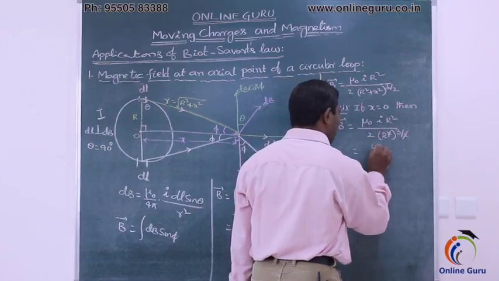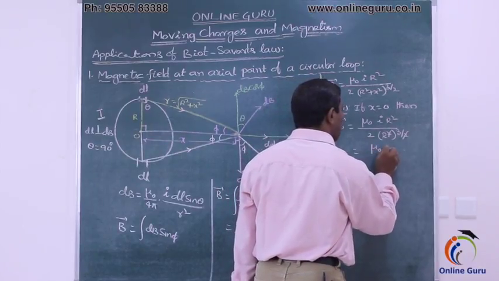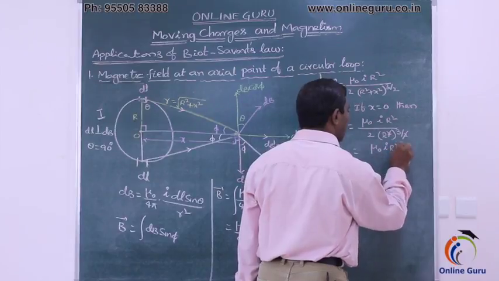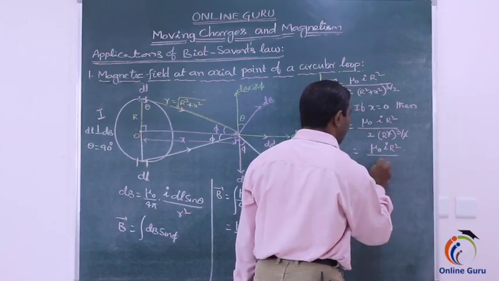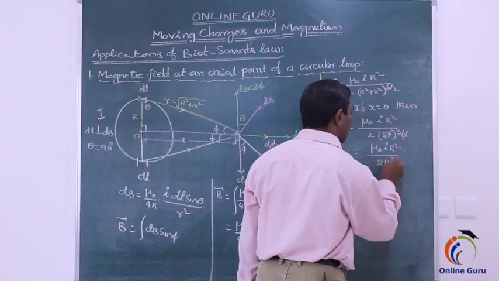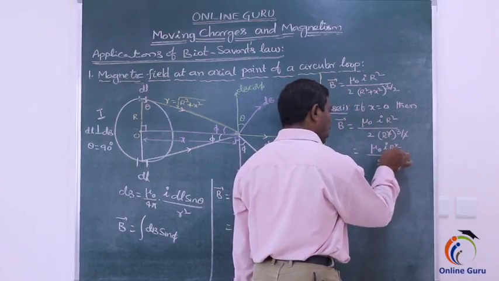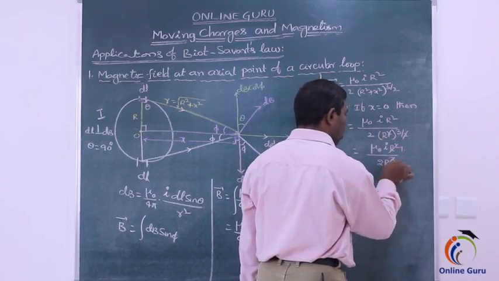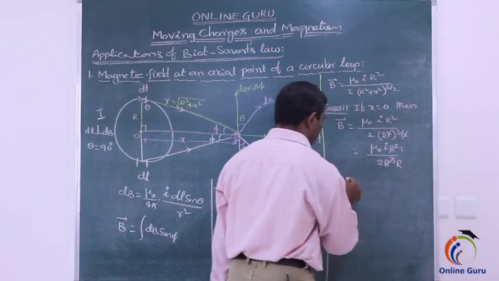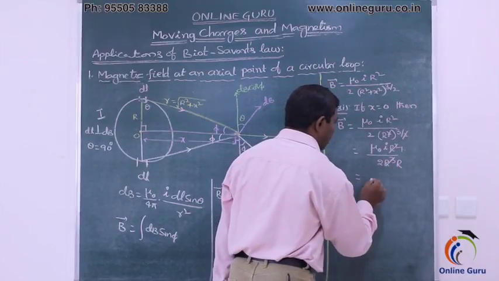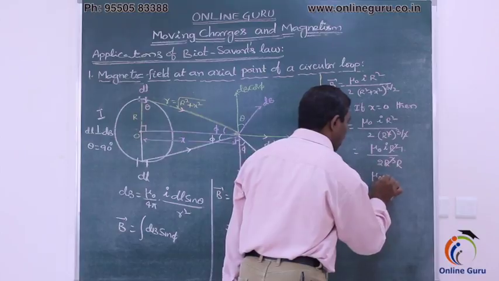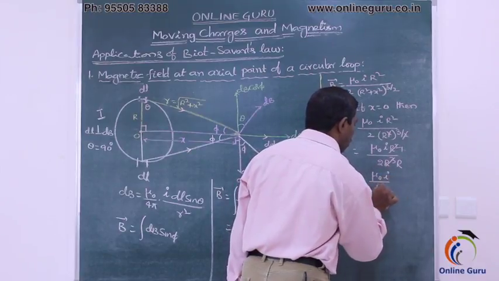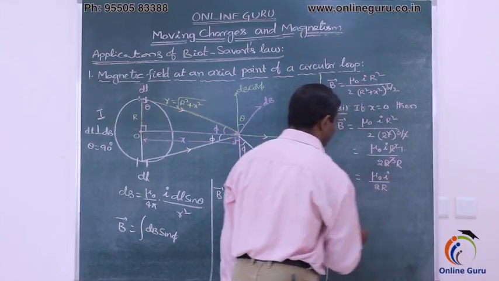Then we can get mu naught I R square divided by 2 R cube. Here R square and R cube get cancelled, remains R. Therefore, the magnetic induction we can get is mu naught I by 2 into R.